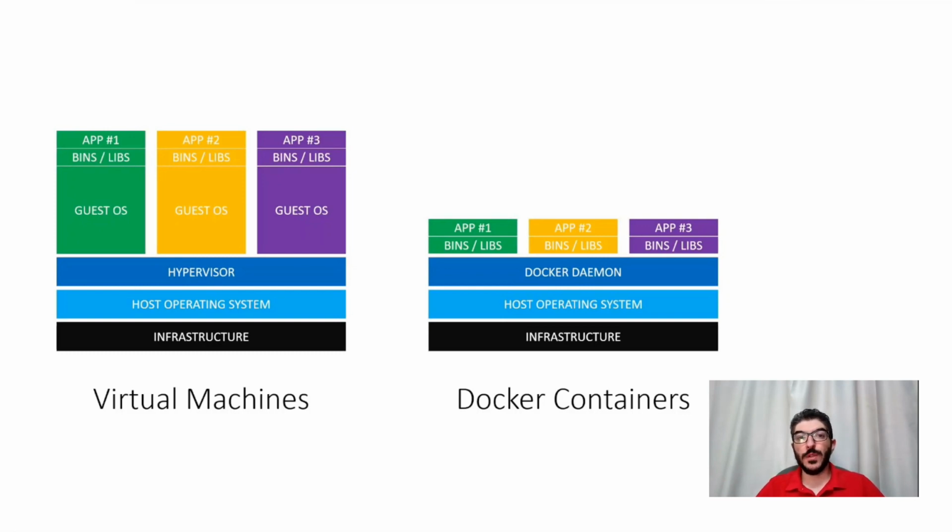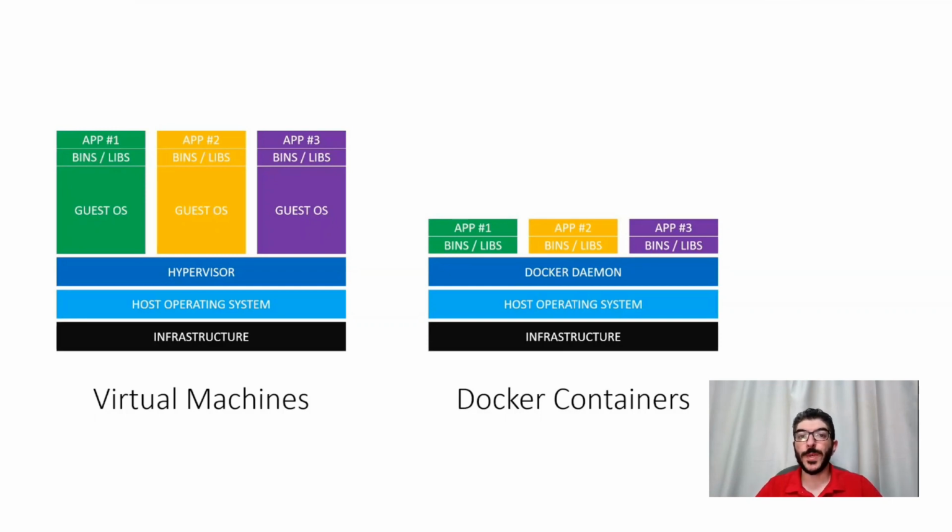When we compare this view to the Docker containers view, we see the infrastructure is the same, and the host operating system is the same. The Docker daemon process is very similar to the hypervisor. The difference is what we install on top of that. As we have these same three applications hosted in containers, they don't have the guest operating system part, and they don't have any shared libraries or files as well. In this case, these containers share the same host operating system and the same kernel. They don't get a full copy of the operating system.